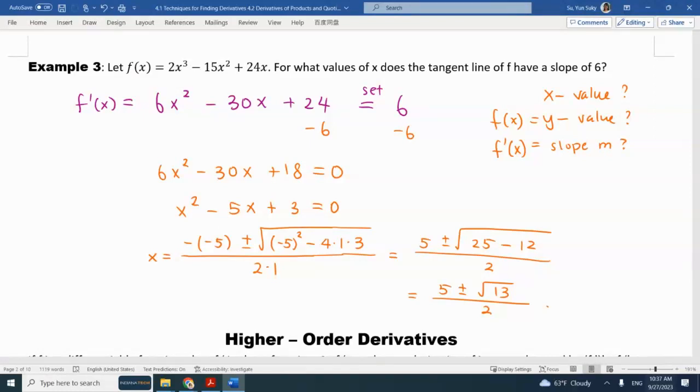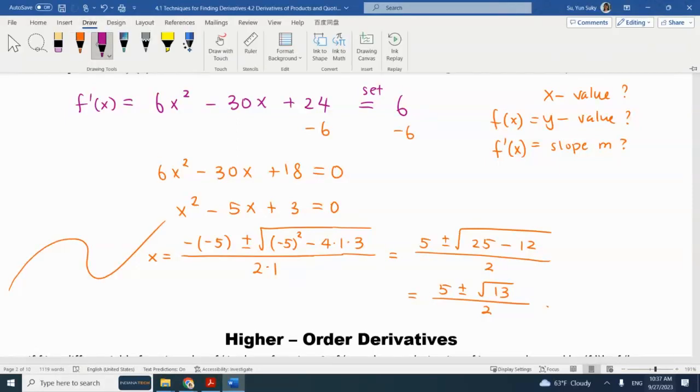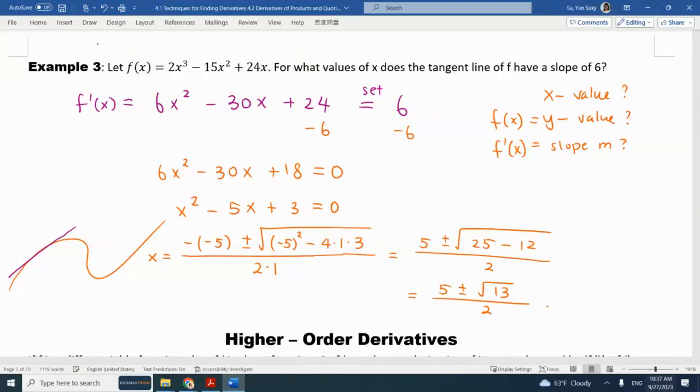Okay? So if we want to draw the picture, we have a function like this, and we want to know where the slope is 6, and you want to find what the x coordinates are. This is what it means. Yes.